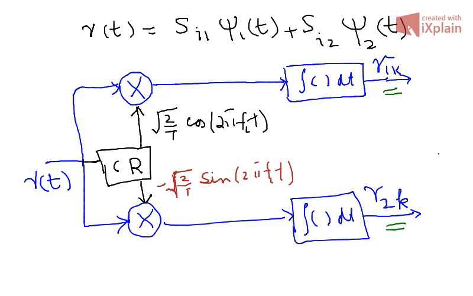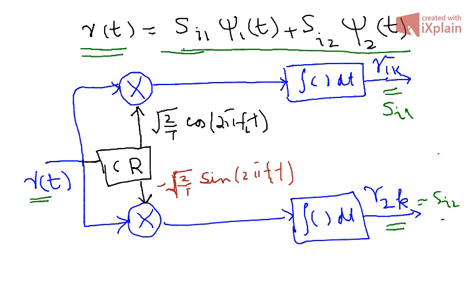Now what we would expect if we are getting r(t) at the receiving side is that our R1K should be equal to psi1 and our R2K should be equal to psi2, because if we get here psi1 and here psi2, it means we can easily detect our signal correctly. So this is what our demodulator should give us. This is what we expect from our demodulator.